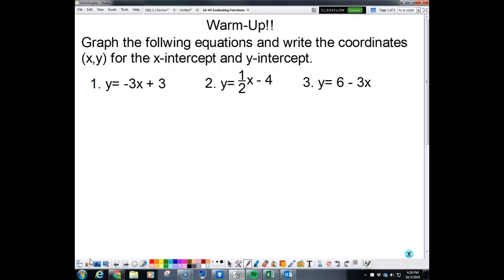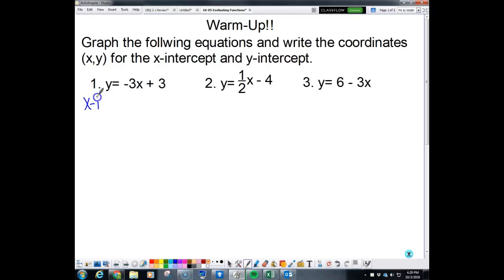All right, this is your warm-up, so go ahead and take out your gold sheet, and I believe we're on box either 5 or 6, so go ahead and do this on 5 and 6. Okay, you should have already done this, so I'm gonna go over it with you. So we want to graph the following equations and write the coordinates x, y for the x-intercept and the y-intercept. So basically we want to write the x-intercept and the y-intercept for each one of these questions.